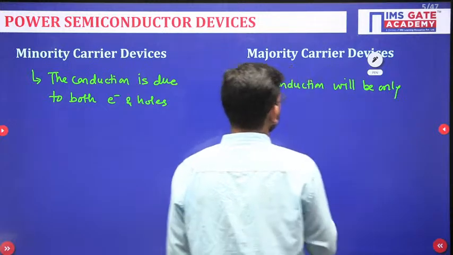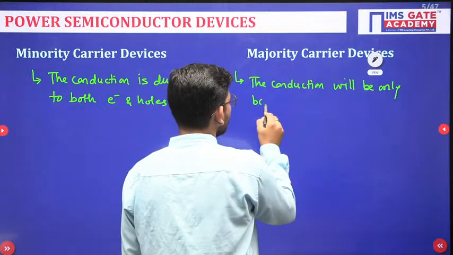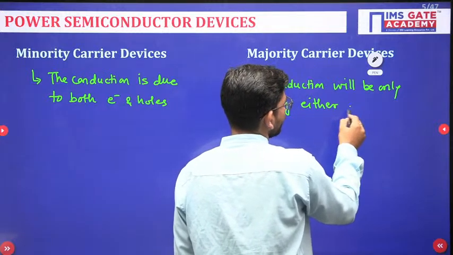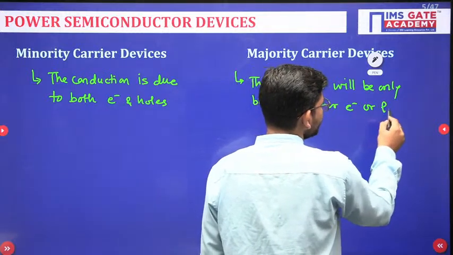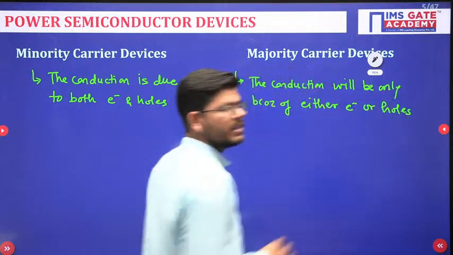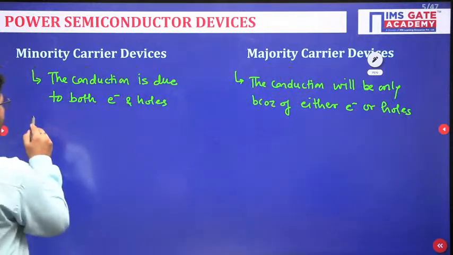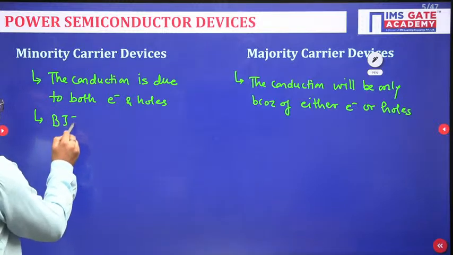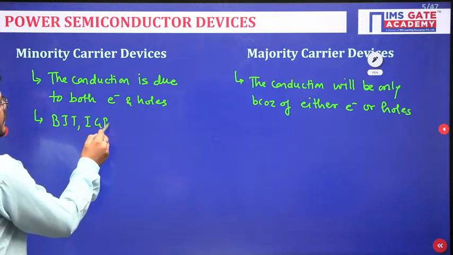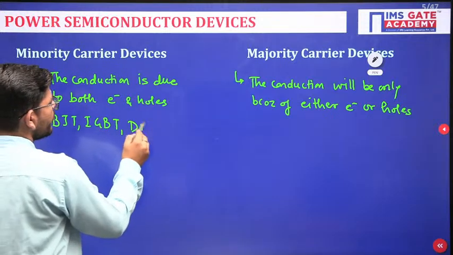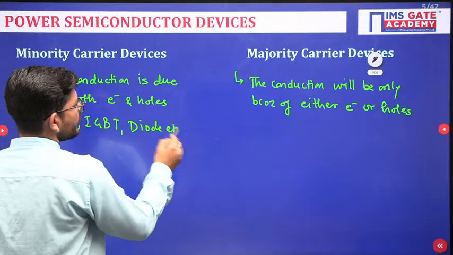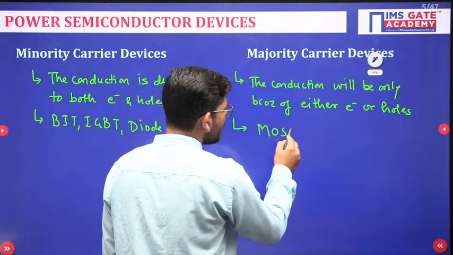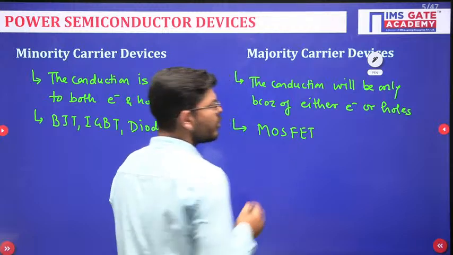But when it comes to a majority carrier device, the conduction will be only because of either electron or hole, meaning only one type of charge carrier participates in the conduction. Examples of minority carrier devices can be BJT, IGBT, diode, etc. But examples of majority carrier devices are very restricted, for example MOSFET or sometimes Schottky diode as well.